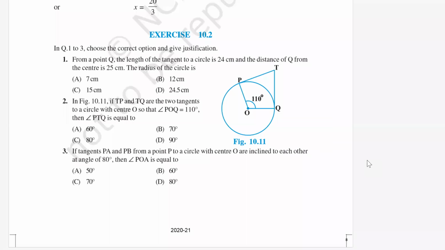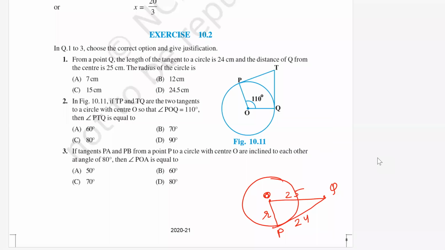तो एक्सरसाइज 10.2, from a point Q the length of tangent to the circle is 24, and the distance of Q from the center is 25. What is the radius of the circle? Okay, so first thing you should make the figure.